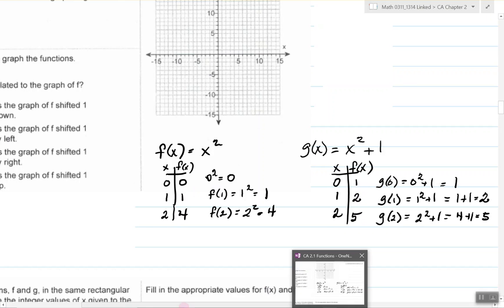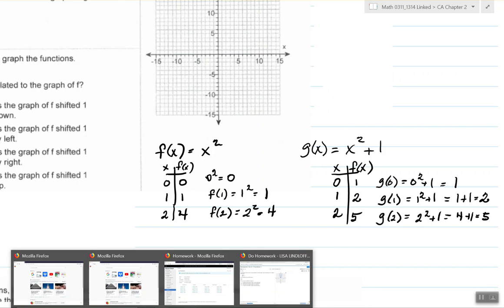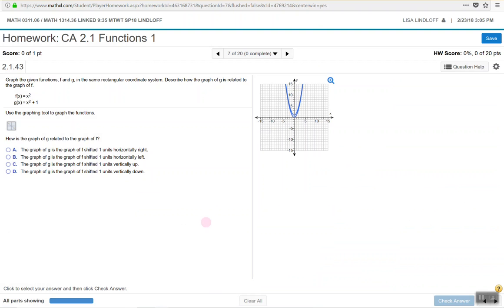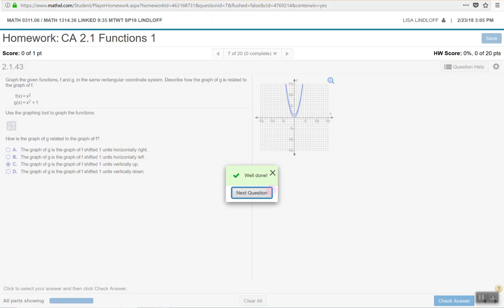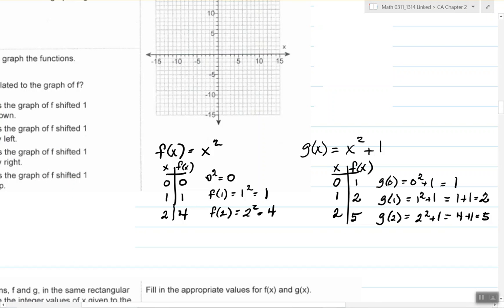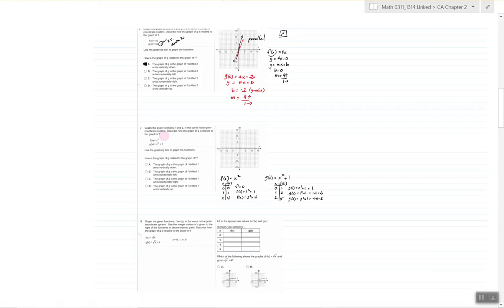So if I go back to my MATLAB, it says, what did it do? Well, it shifted up. We saw that. So I pick C. Once again, I check my answer, and it is correct. So now let's go back to our other screen. Here we go.